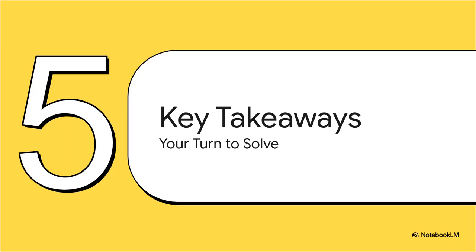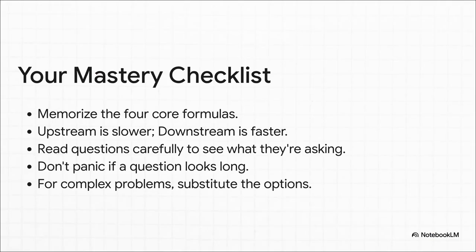Okay, so now you have the core concepts. You've got the essential formula toolkit, and you have a really powerful shortcut for those tricky questions. Let's just quickly summarize the key takeaways. So here it is, your mastery checklist. First, get those 4 formulas locked into your brain. Always remember the basic logic: faster downstream, slower upstream. Read every question super carefully to see what it's actually asking for. Don't panic. And of course, when you see a complex setup, remember that awesome shortcut of just substituting from the options.